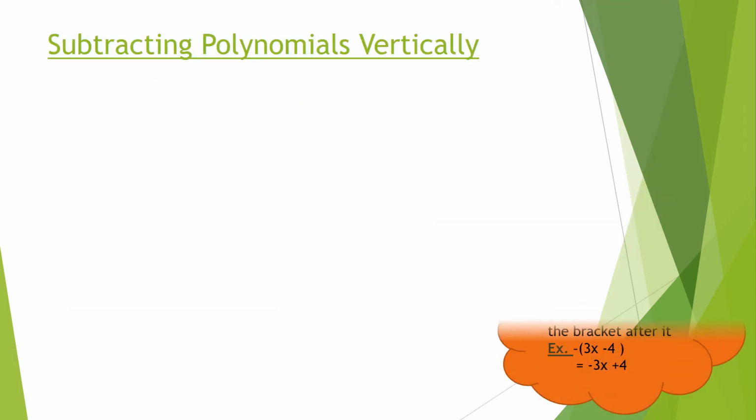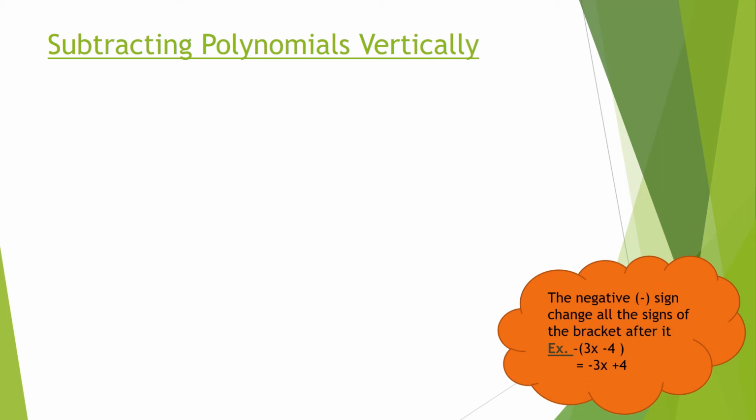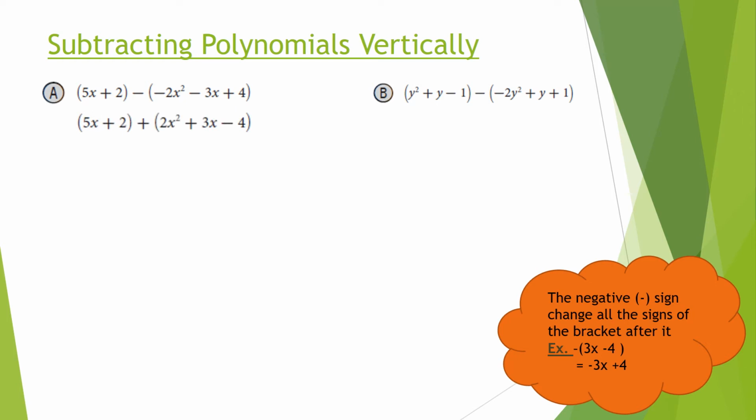Let's try vertically. It's the same as addition, but I also need to change the sign. So first I'm going to change the sign here. This negative is going to be positive, and then change all the signs in the brackets: positive 2x squared, positive 3x, and negative 4. Then I'll put them over each other. Here, as I don't have x squared in the first bracket, I'll put a 0, either 0x squared or 0, it doesn't matter.